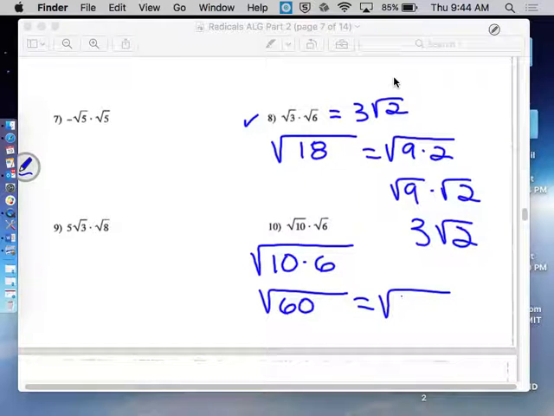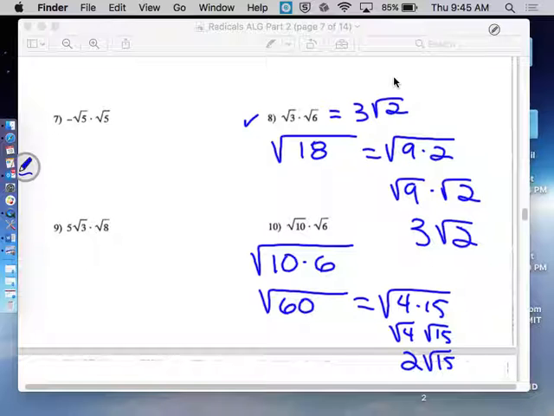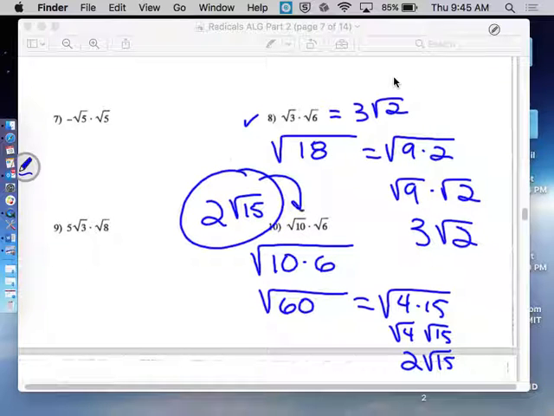60 is 4 times 15. 4 is the perfect square. Square root of 4 times the square root of 15. So that simplified answer, the square root of 4 is 2 without the radical symbol. So 2 radical 15 would be my simplified answer for number 10. And I feel like that is enough examples for you to get through the rest of the problems on your own.